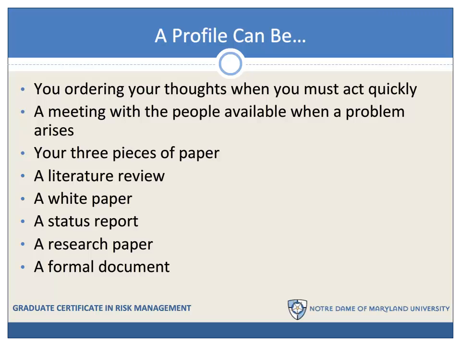There are other extents that you can go in a risk profile as well. A literature review could be a very effective way to complete a risk profile. In some instances, you might prepare a white paper or a status report. Some problems might require a more formal and complete research paper. And then there are some communities of practice, like the food safety community, for example, where a risk profile is a very formal document. So this step of gathering the available data, it can span many things, from you just taking a moment or two to clarify your thoughts, all the way through a formal document.